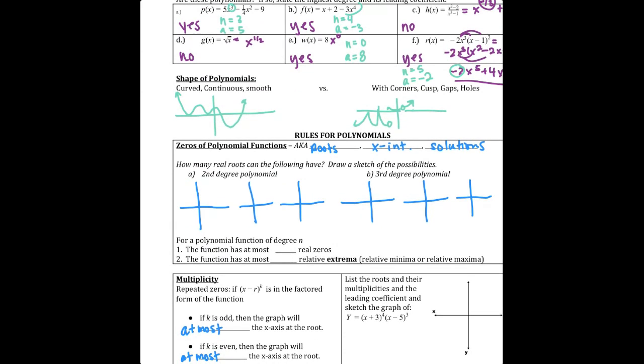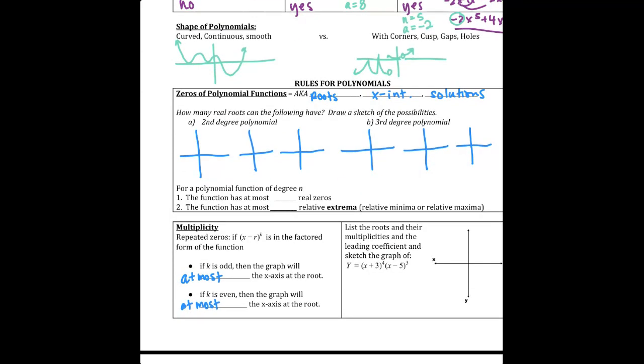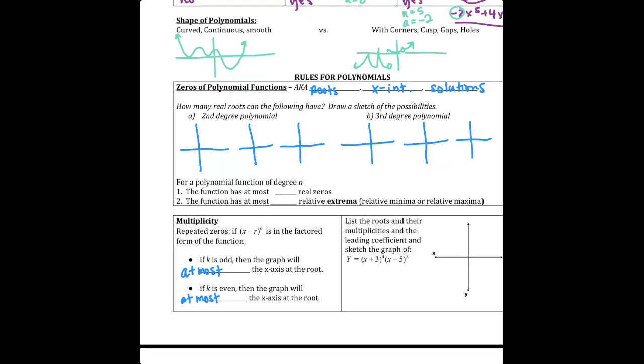All right, so zeros of polynomials are called roots, x-intercepts, and solutions. They're so important that they have 4 names, basically. So zeros, roots, x-intercepts, and solutions. How many real roots can the following have? So if you have a second degree polynomial like a quadratic, how many real roots can it have? Let's have some examples. I have 2 real roots. I have 1 real root. Or I can have no real roots.